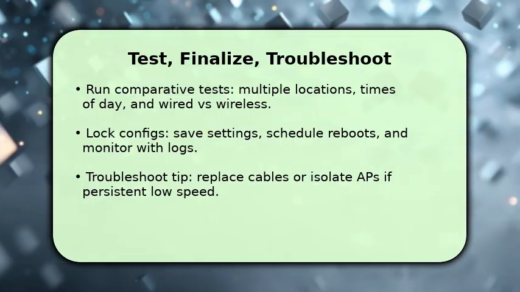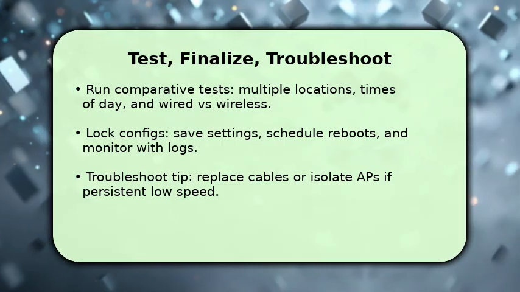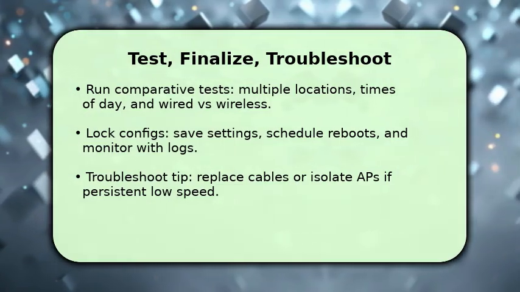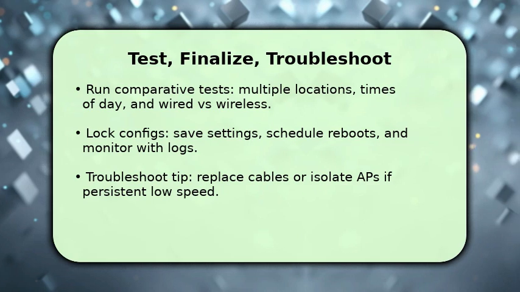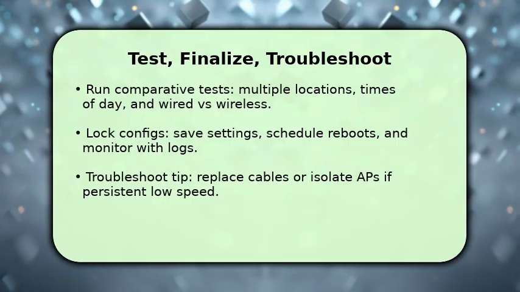If speeds remain low, try one key troubleshooting step. Swap Ethernet cables and isolate access points to identify hardware faults. If that fails, roll back to the backup config and escalate to your ISP with documented test results.